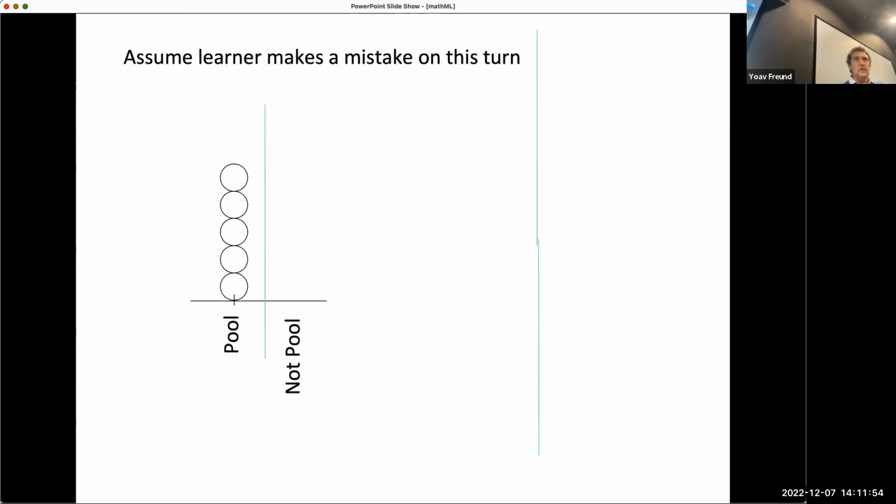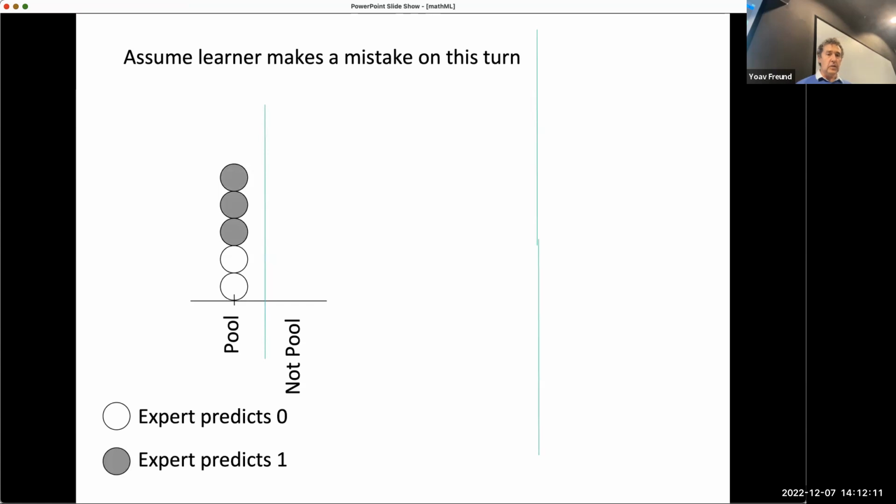So let's look at it just in a little bit of a different way. Suppose that we have like two columns. One is the pool, and the other is not the pool. And we start with everybody being in the pool, right? And so then the expert predicts 0. Predicting 0 are the white ones, and predicting 1 are the black ones.